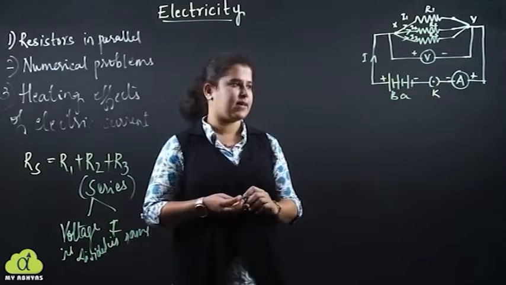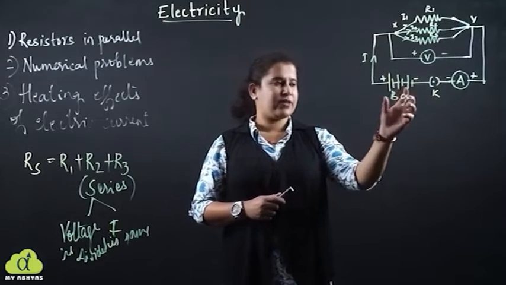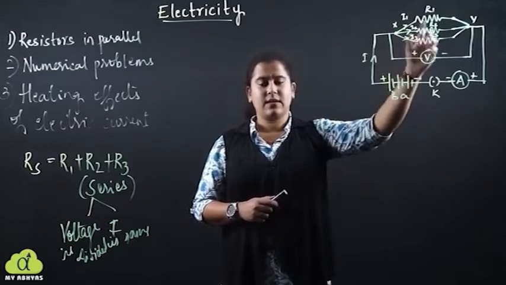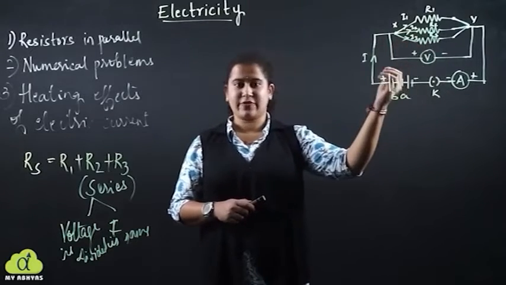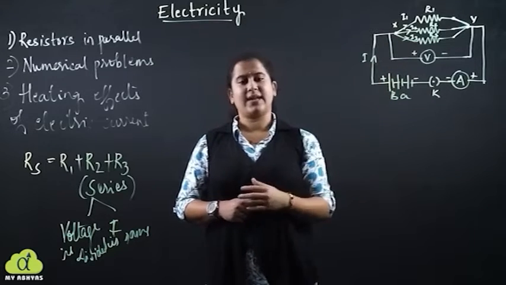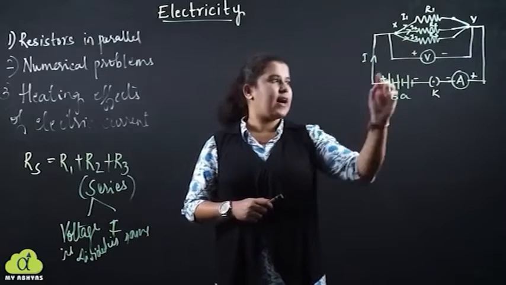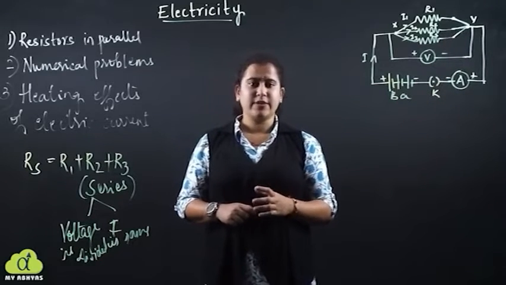I'll explain it once again. First, draw a battery. After that, a key and an ammeter. After that, connect it to the parallel combination of resistors. When you connect it to the parallel combination of resistors, you have to connect a voltmeter in parallel, which measures the voltage. After that, it will be connected again to the positive terminal of the ammeter.